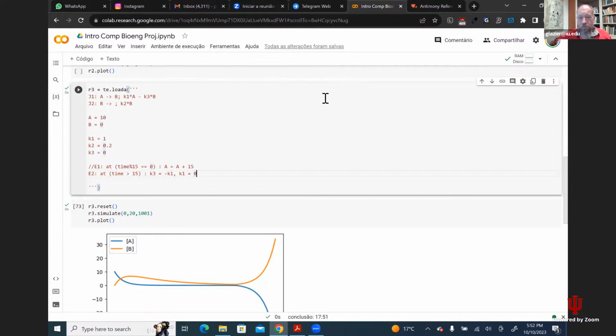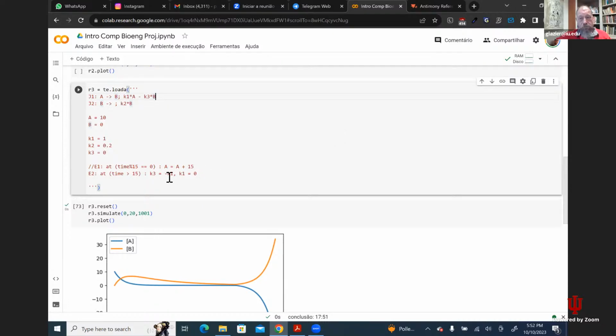You could try playing with it. Tell us what you're trying to do and maybe we can understand. Yeah, so the idea is we have this K1 times A, and then I want to flip to minus K1 times B. So to make the flip happen, I add the term K3 times B, but K3 is 0. At the moment when time is greater than 15, I set K3 to K1.